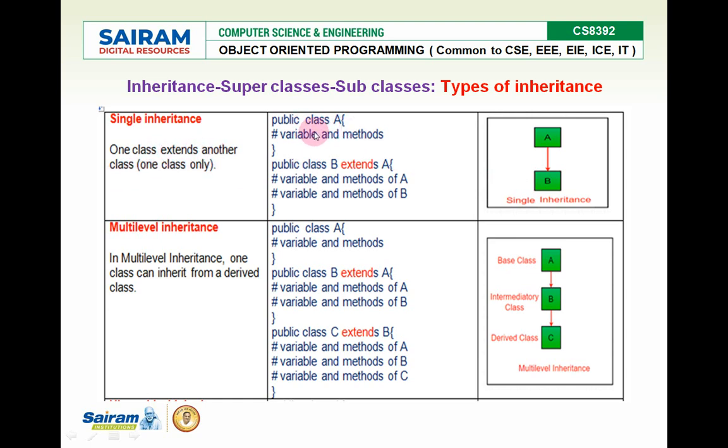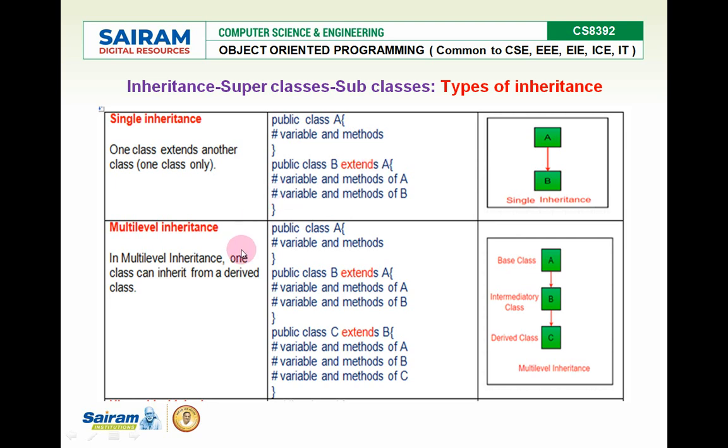See the syntax: public class A. The variables and methods of class A will be here, and public class B extends A. That means all the properties and methods of class A will be available to class B. If you see inside class B, the variables and methods of class A are available, and the variables and methods of class B are also available. So this is single inheritance.